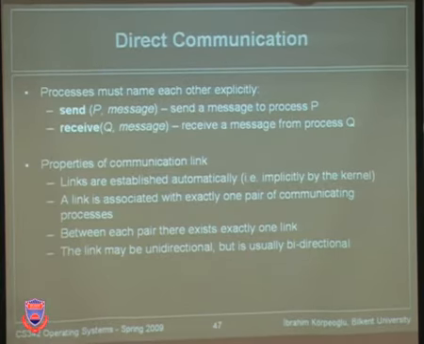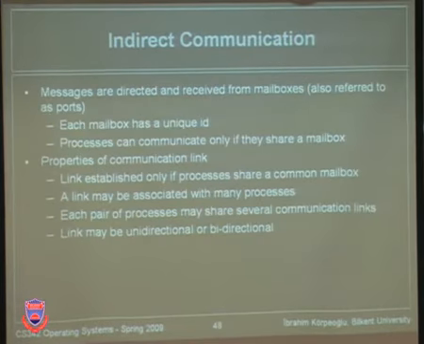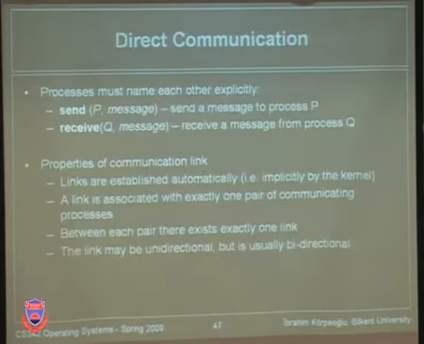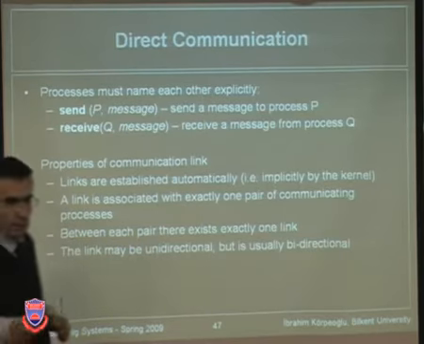If you name another process, then it would be another link, okay? And between each pair, there exists exactly one link, and that link can be identified between the ID of the sender and receiver. The links may be unidirectional or bidirectional. Mostly it is bidirectional. So this is direct communication. This was one alternative that you could use while designing a message passing facility.